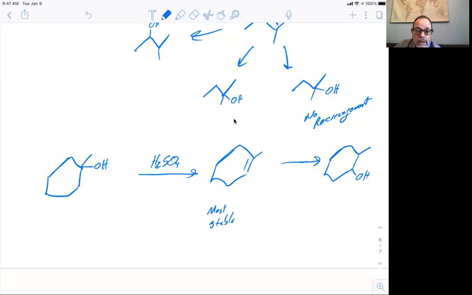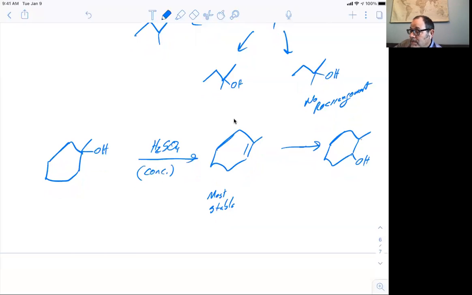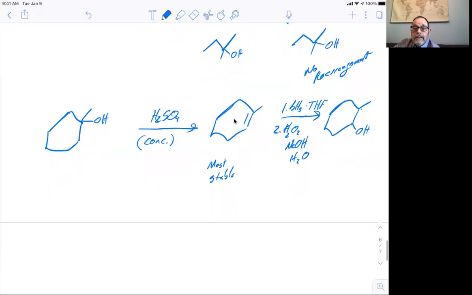So strong acid, not dilute, concentrated. Sometimes you'll see this written down. If you see concentrated, they're trying to do a dehydration, which forms a double bond. And then to get the least substituted alcohol, which is what this one is, I'm going to use the borane. So hydroboration, oxidation. So BH3 followed by the hydroperoxide. Okay. Questions about this one?